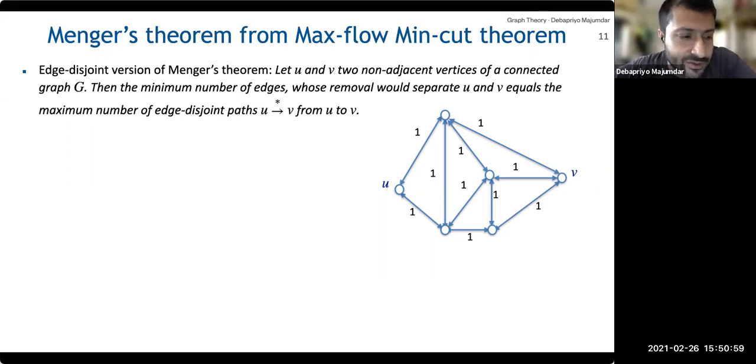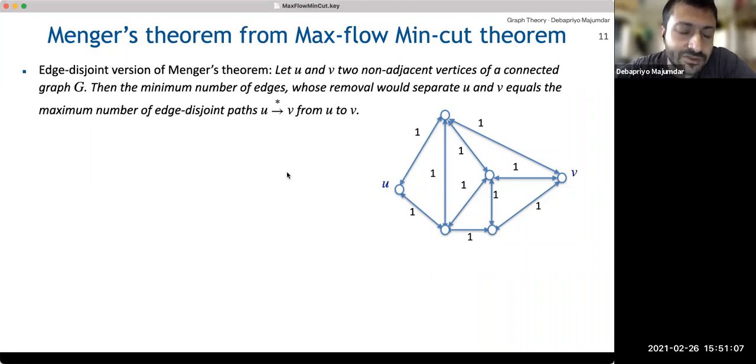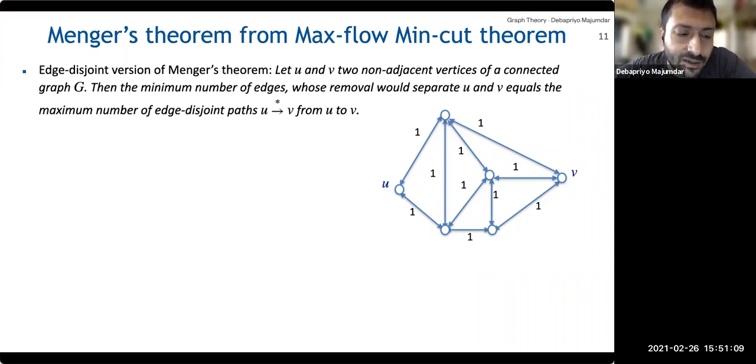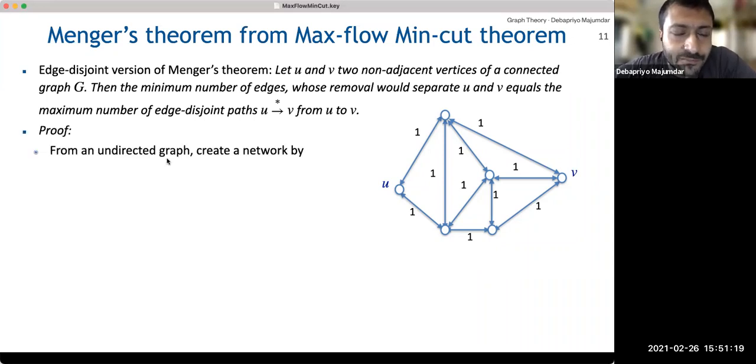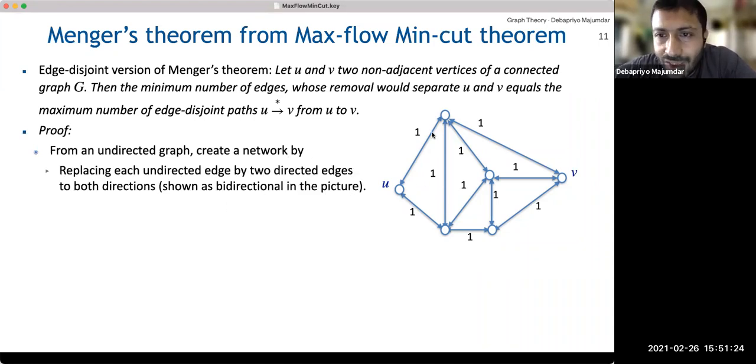Now this is actually an easy consequence of the Max-Flow-Min-Cut theorem, which is an extremely strong result that can prove a lot of other results in graph theory. So let's see how that can be obtained. From an undirected graph, we can create a network by replacing all the undirected edges by two directed edges. For convenience of drawing, I have just made the edges bidirectional.